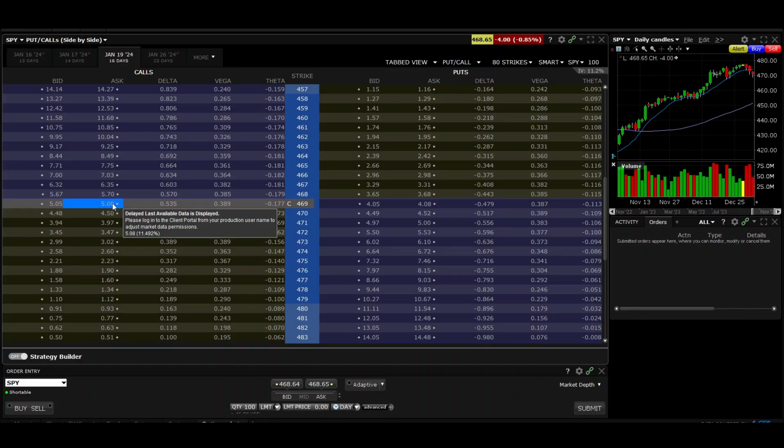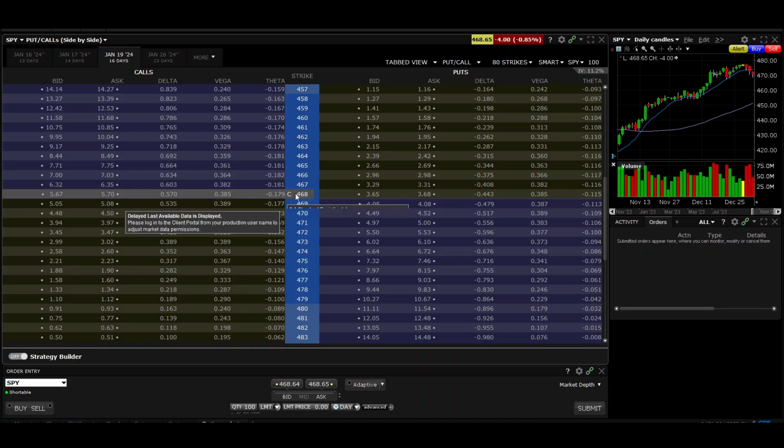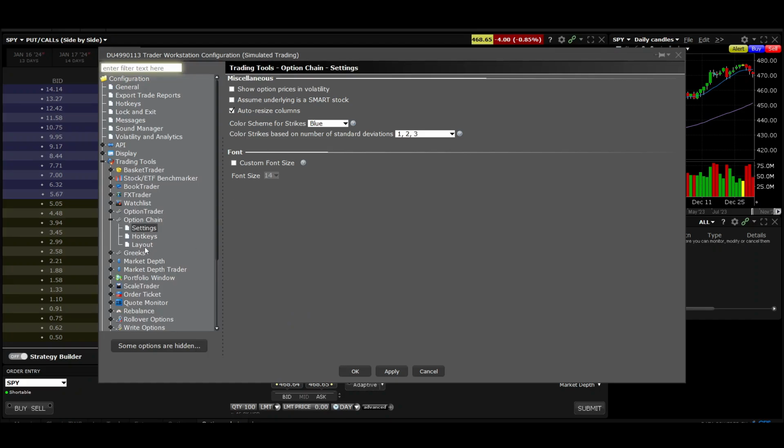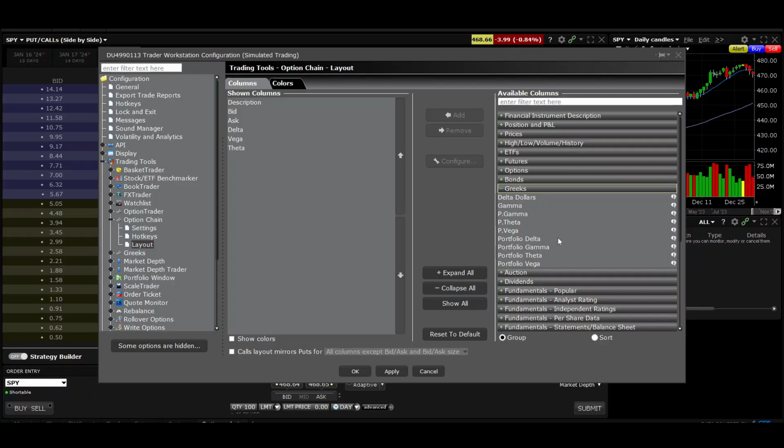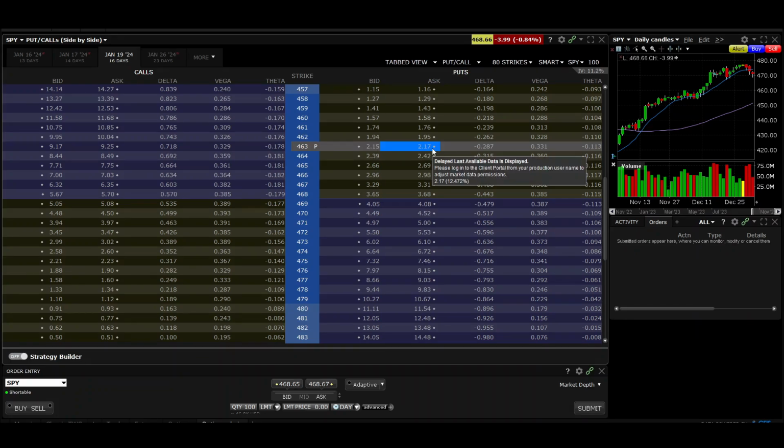You can display more Greeks in your options chain by clicking on the chain settings configuration here, and then layout. You can expand the Greeks and add the ones you want by double clicking on them. So let's close this window.